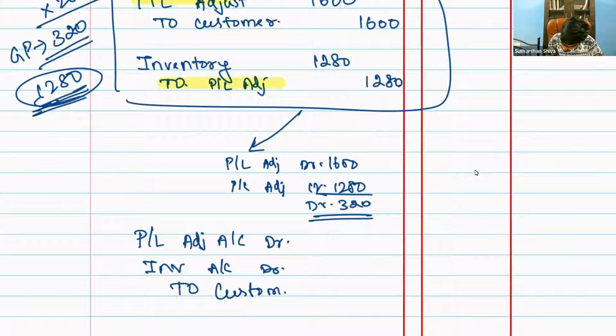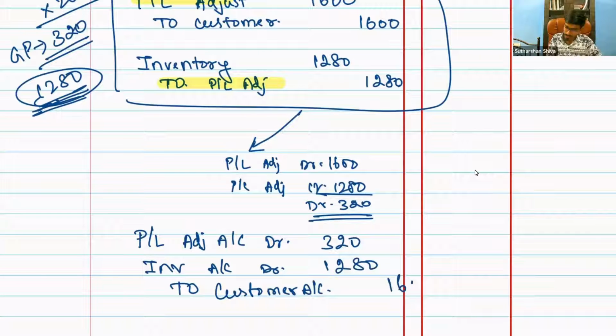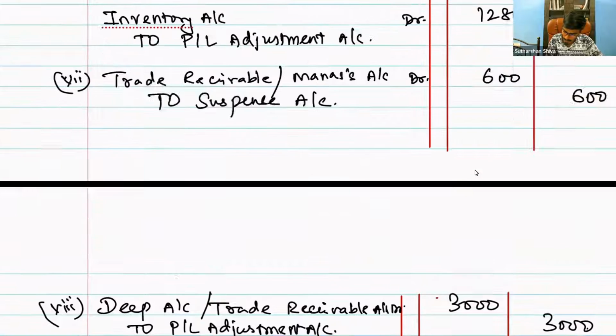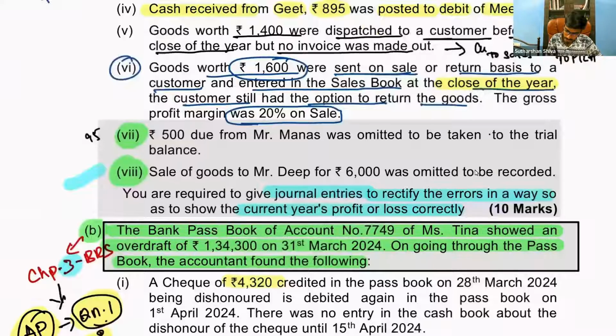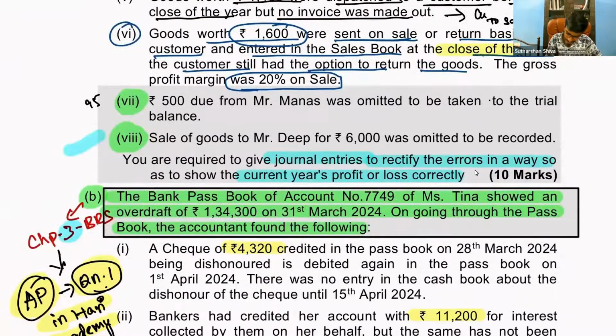It will be 320, 1,280, 1,600. For that full purpose, I can show. I will prepare in two different ways. Here I will prepare in the first type. If you want to prepare in a combined entry format, you can still prepare in a combined entry format. Okay. Next, the seventh one is not there in the material.